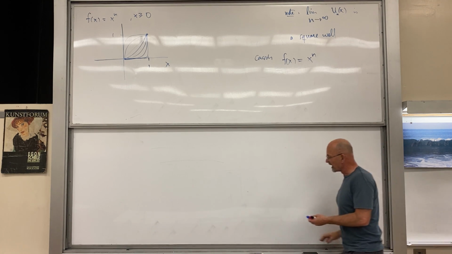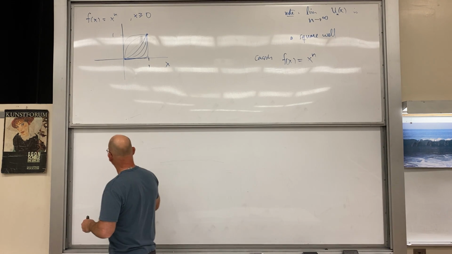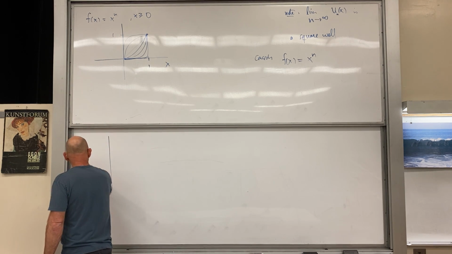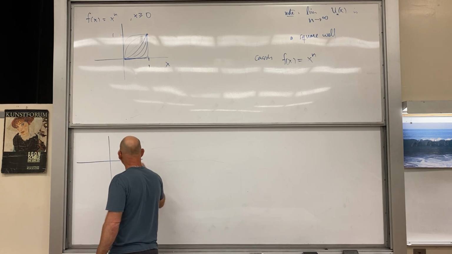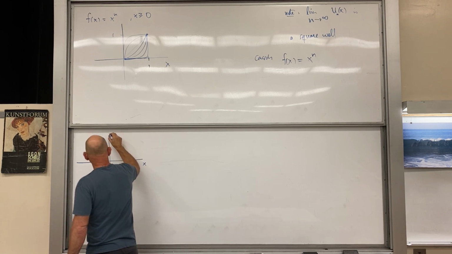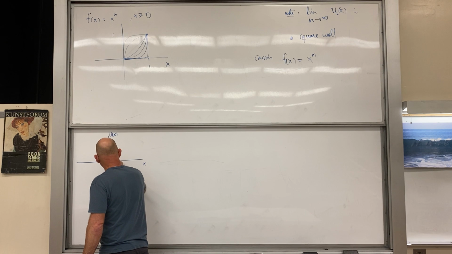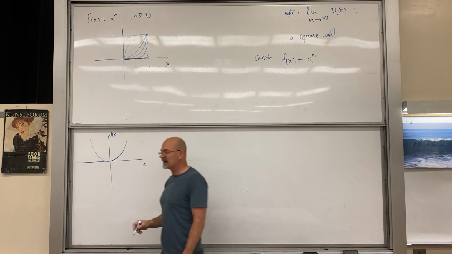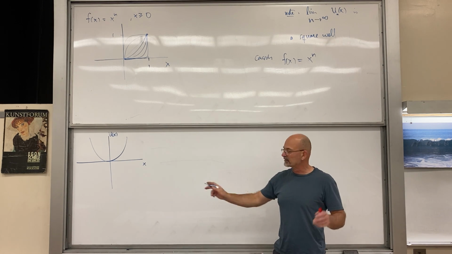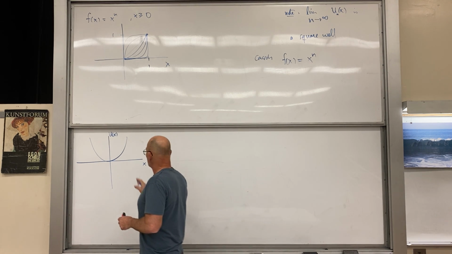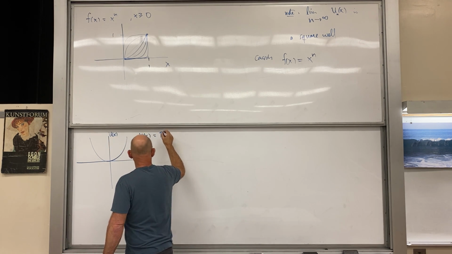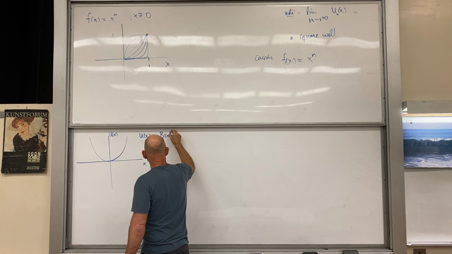I need some of these graphs. Well, here we go. So I'm going to go ahead and do the case u of x, some positive n, 1, 2, 3, what have you, okay? So that's what we're looking at. We have u of x is equal to b x to the n.